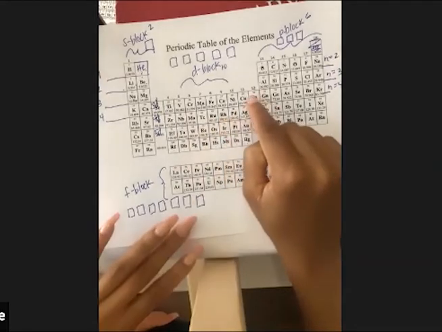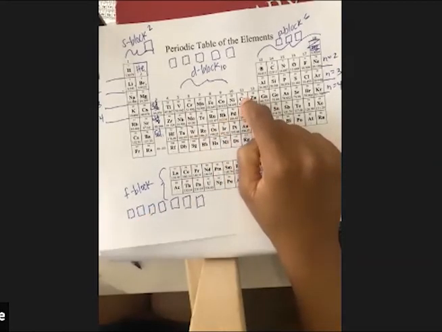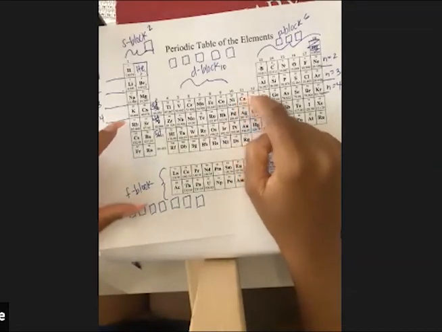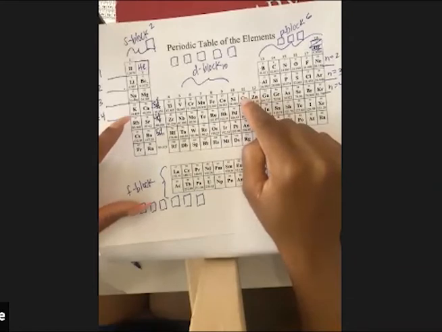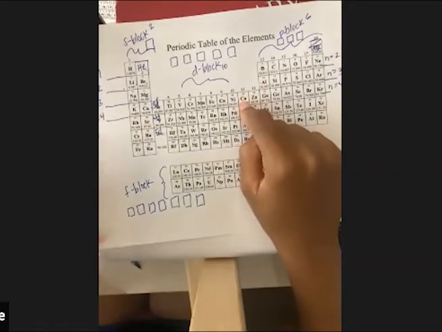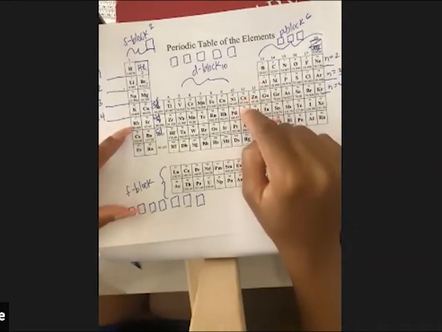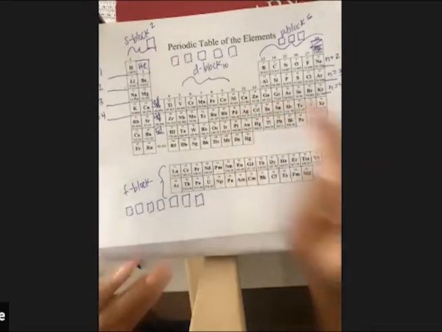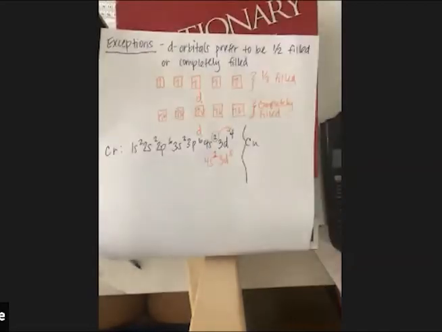Now when you get to copper, you would normally think it's d9, but in reality, it prefers to be d10 because it's more stable. So it's going to take an electron from the s orbital as well, and it's going to say 4s1 3d10, or 5s1 4d10 for the row below. But the only ones you have to know are copper and chromium.